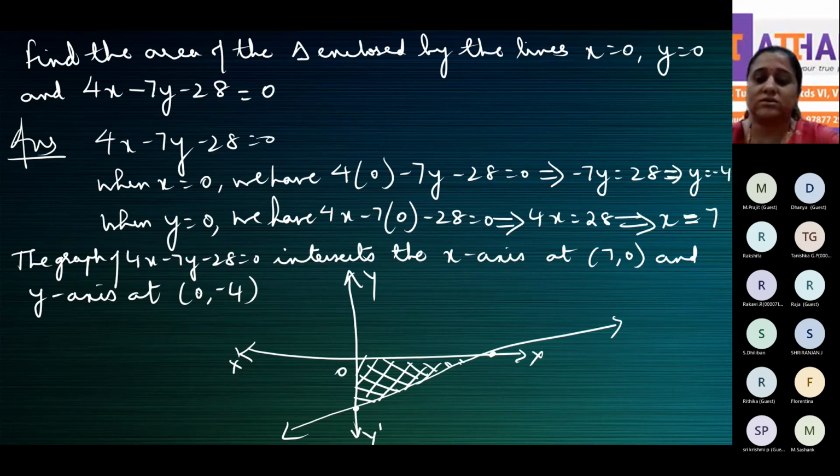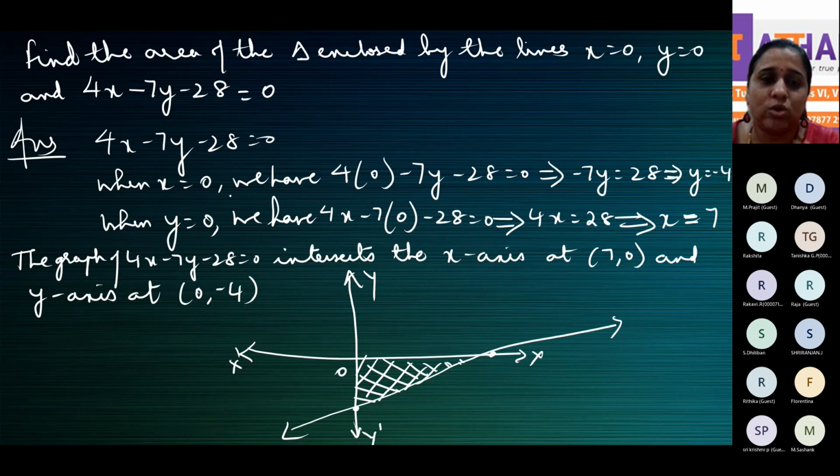Yeah, children. So here the situation is to find the area of the triangle enclosed by 3 lines. Now we know that x is equal to 0 is the y-axis itself, and y is equal to 0 is the x-axis itself. And the third line is what we have found here. How did we find the third line? We just found out where it intersects the x and y-axis. And how did we find that?